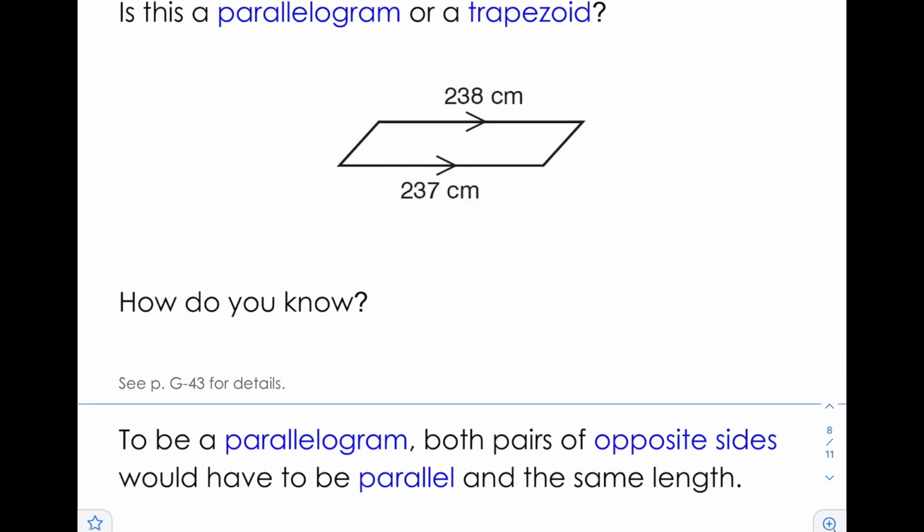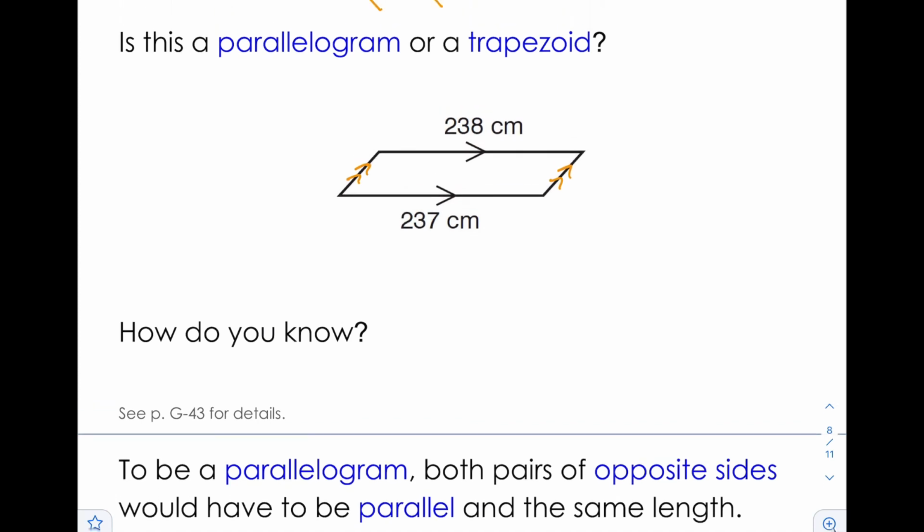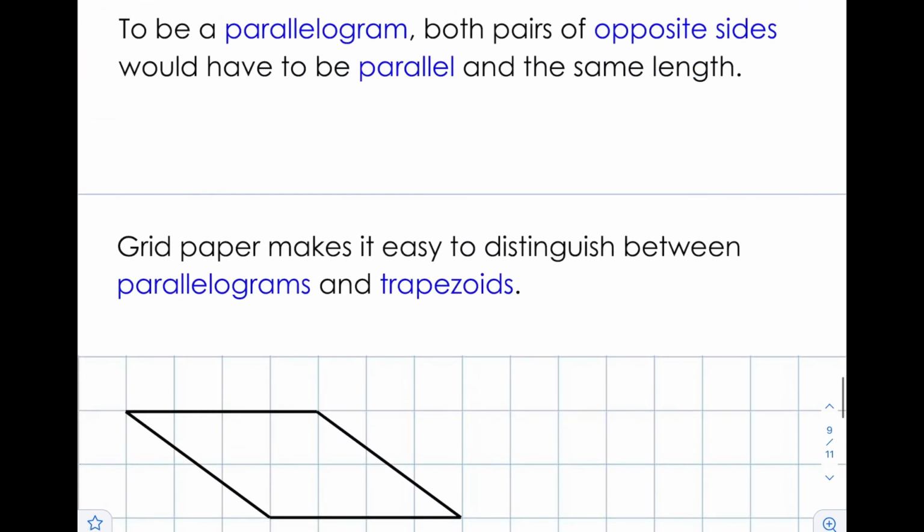So is this a parallelogram or a trapezoid? Well, it does look like these two are parallel to one another, but because the lengths of these two sides are slightly different, that would actually make these not parallel. I don't have enough page space to extend the lines to show that, but if I could make these two long enough, I would see that they would eventually grow apart or come together. To be a parallelogram, both pairs of opposite sides would have to be parallel and the same length.